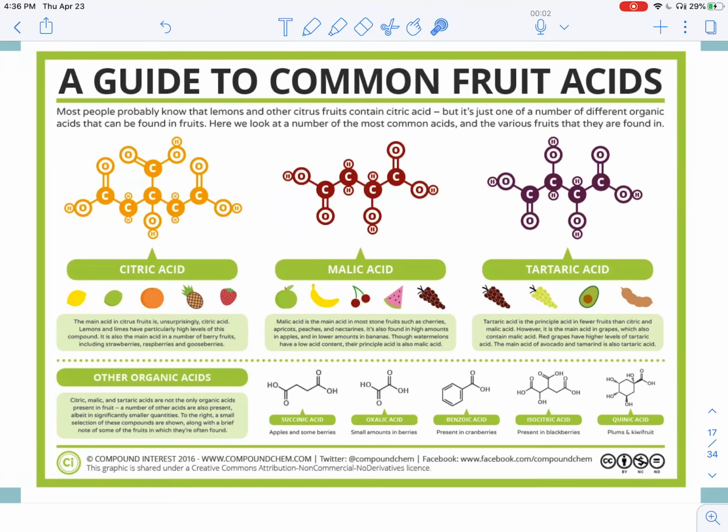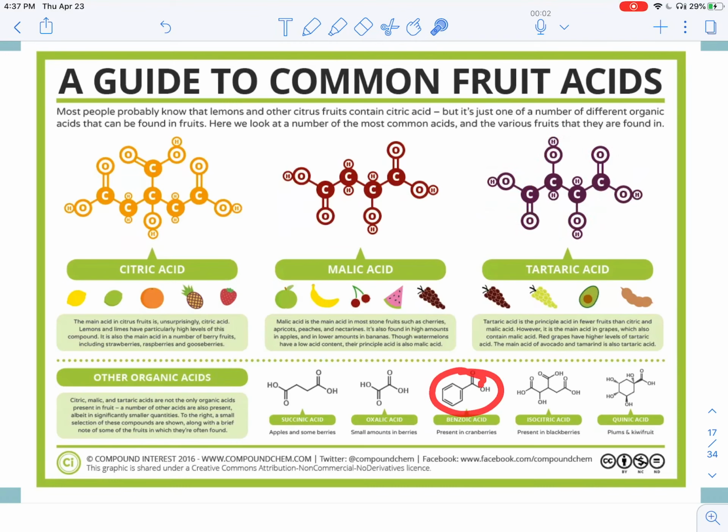Malic acid is also very tart, but not as tart as citric acid. So it's in different fruits. You see that in bananas, watermelon, grapes, things like that. You've got a carboxylic acid group here, and you've got a carboxylic acid group on this side. Tartaric acid, you'll find those in other fruits, but also we have avocado and tamarind. And there we've got 1 and 2 as well with some alcohol groups.